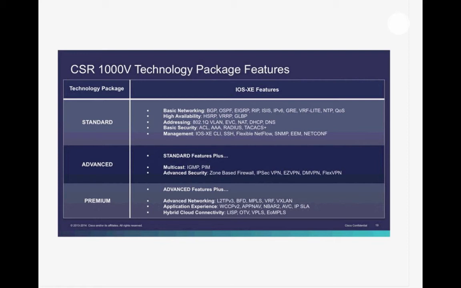Premium starts to go more into very specific niche use cases. So things like VXLAN that we talked about, or OTV or LISP for doing network extension. When you're doing those sorts of very specific use cases, premium is where you would start to look.